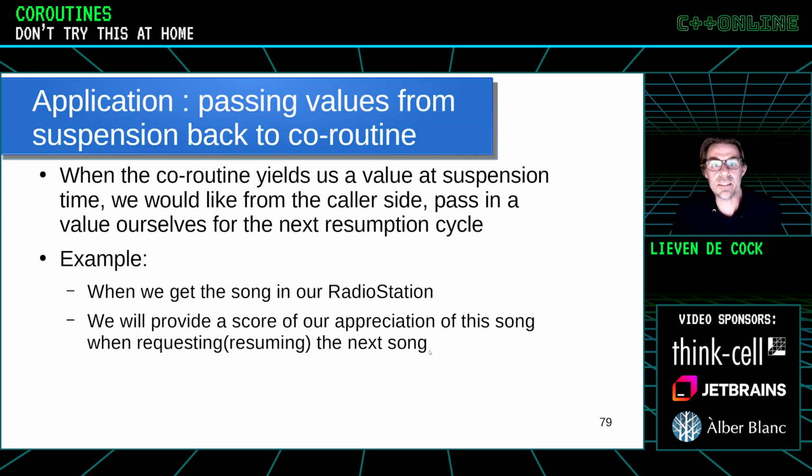Now, let's see an application of that. When the coroutine yields us a value at suspension time, and for our radio station, we would like, when we resume the coroutine, to hand in a value ourselves and say, look, I have some new information for you, which I want you to use during the resumption. So in our radio station example, we will give a score to the song we have just heard. Now, when we get values out of the coroutine, that goes via the promise type. So this is most probably the most sane construct to use to pass in a value from our side back into the coroutine.